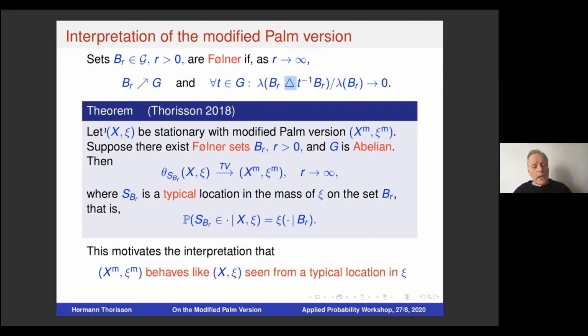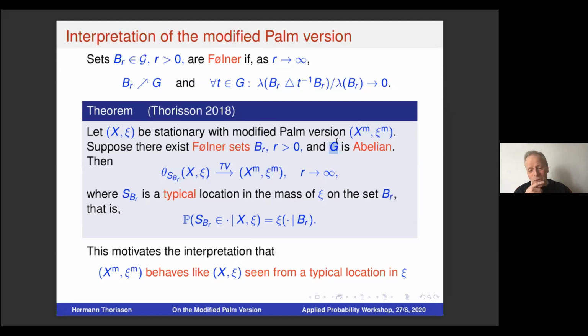So here is a stationary pair, and this is the modified Palm. And suppose there exist Følner sets. I could mention that the balls I talked about are Følner sets, and it's a much more general thing we would get if we take bounded convex open sets containing the origin, and blow them up. They are also Følner.